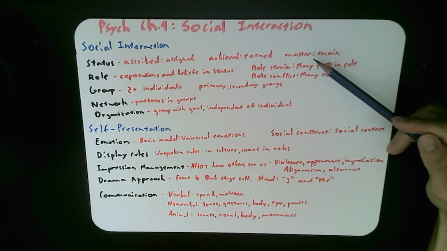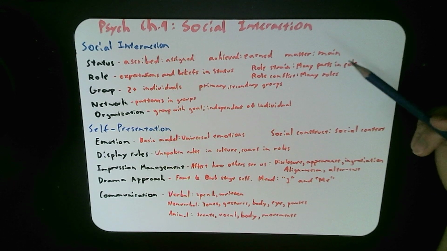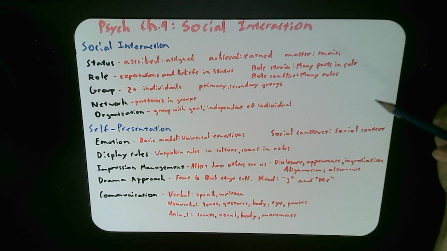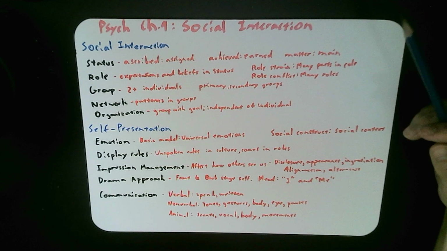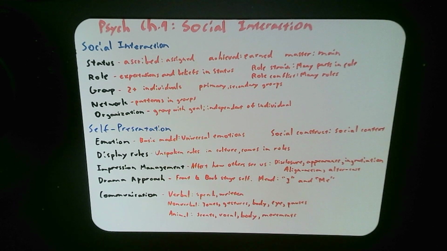Your master status is the status you mostly associate with, your main status. For most of us, we currently have the master status of a student because we're in the process of learning and we want to keep learning. For many, however, it is the status of a worker because they are earning money and want to use that as their main status. Or for some, it's parents. Being a parent is their master status.